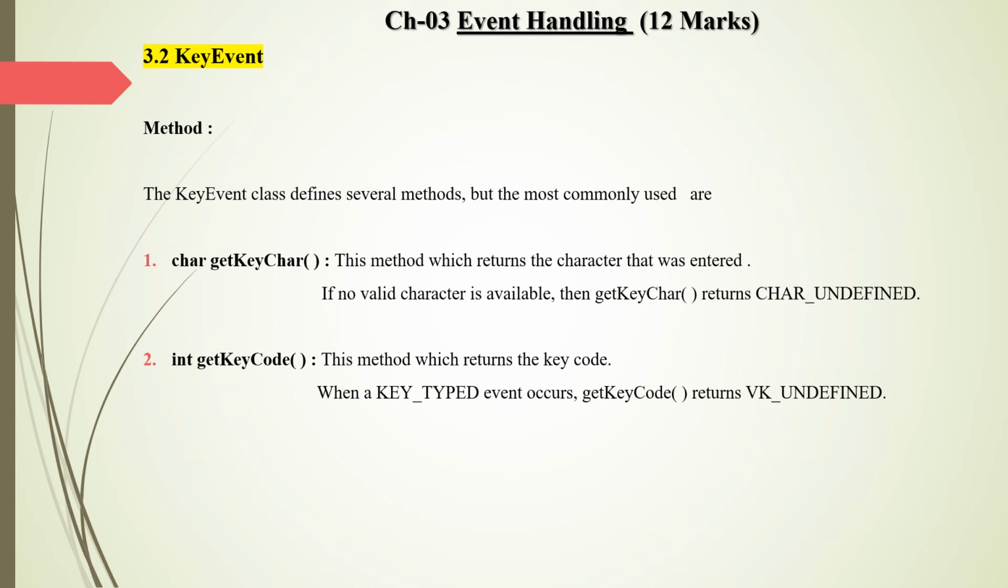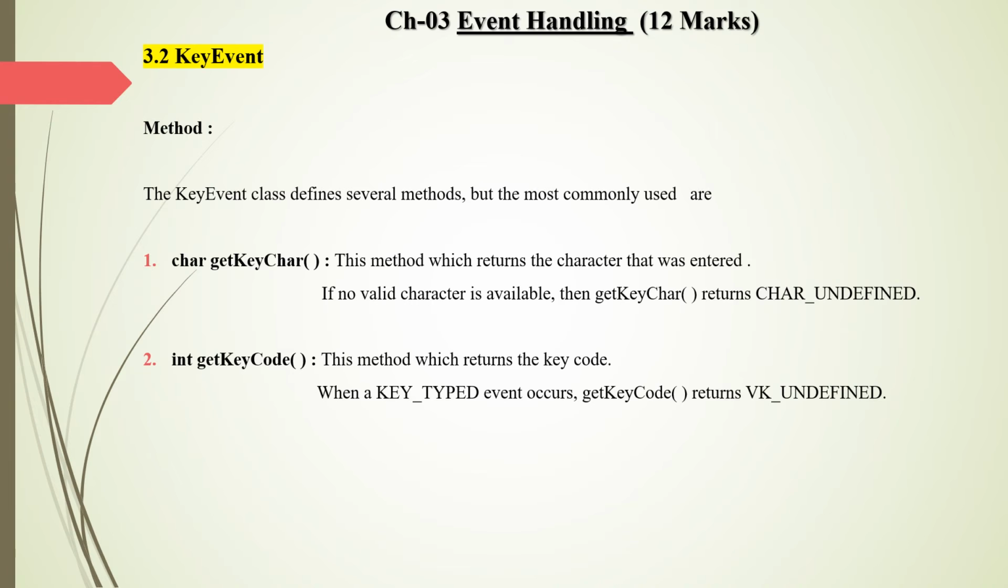Second method is int getKeyCode. K and C are capital. This method does not have any parameter. This method returns an integer value. This method returns the key code of the key. When a key typed event occurs, getKeyCode returns VK_UNDEFINED.